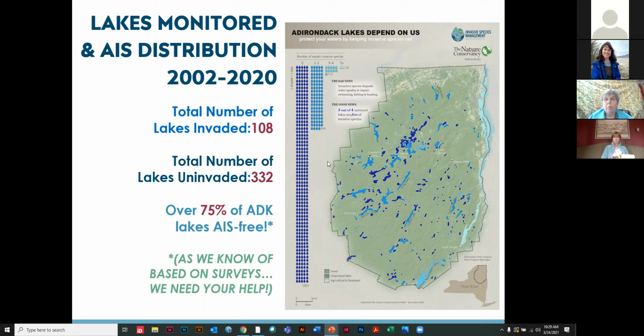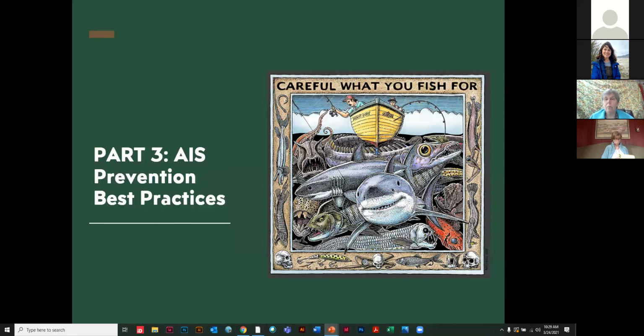108 lakes with aquatic invasive species might seem like a lot, but we have thousands of lakes in the Adirondacks and ponds and rivers that are visited by tourists from around the world every year. So this is incredible. And it's so rare, and so it's just so incredibly vital that we maintain this for generations to come. So let's get into best practices for Adirondack anglers.